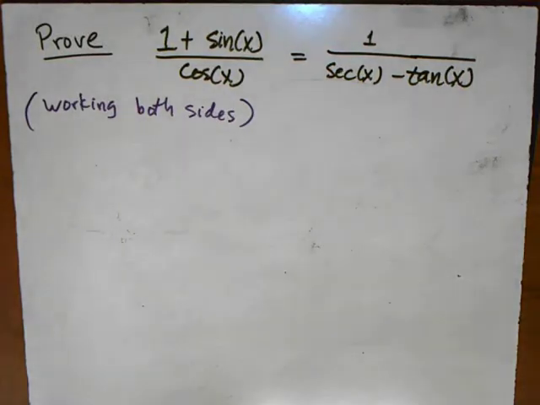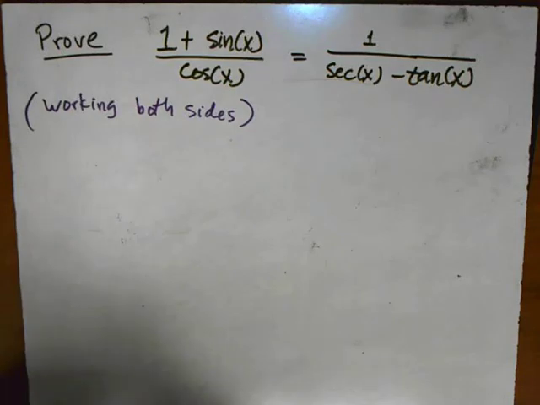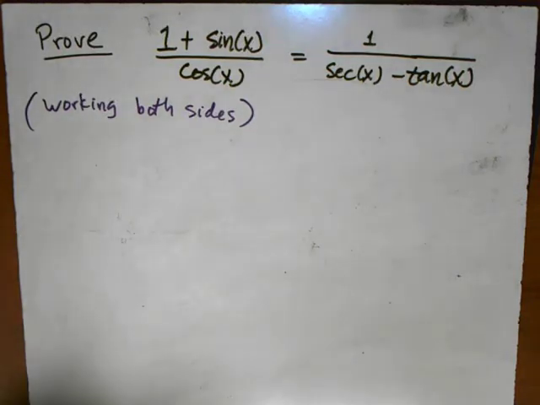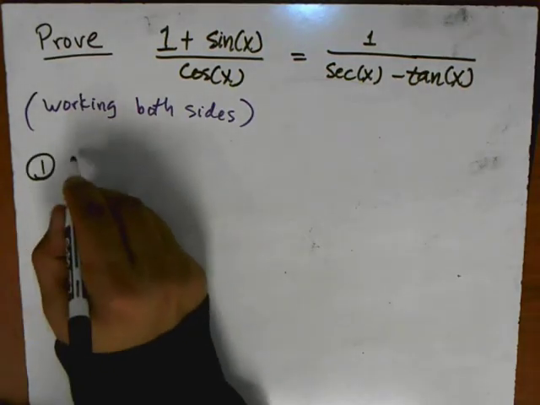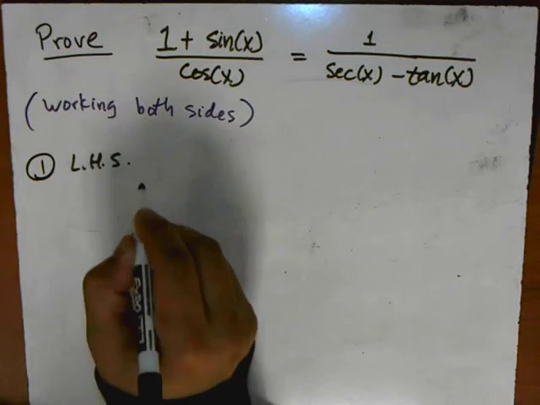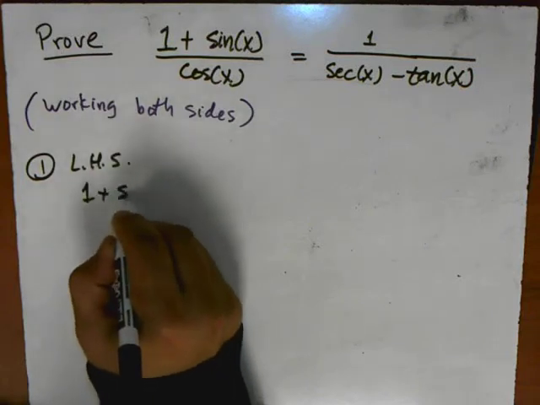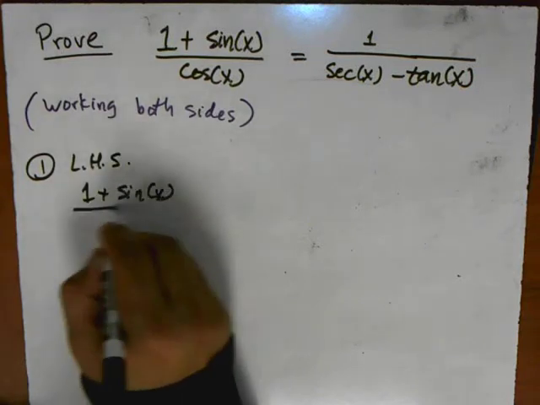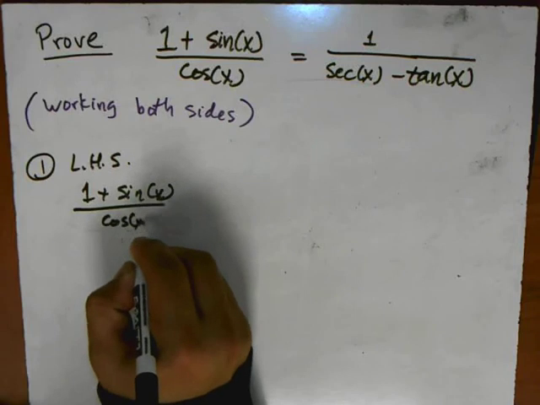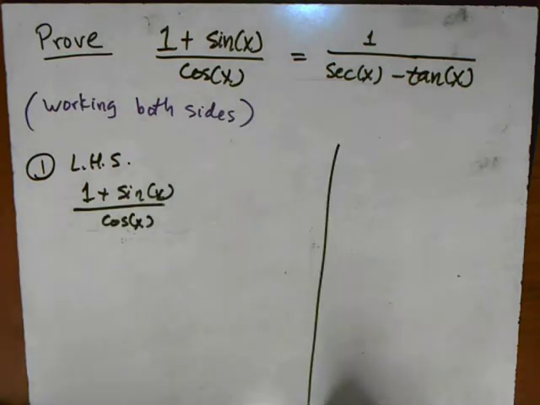We're asked to prove that (1 plus sine x) over cosine x is really equal to 1 over (secant x minus tangent x). So I'm going to start step 1 here with the left hand side: (1 plus sine of x) over cosine of x. Okay. And this is given.